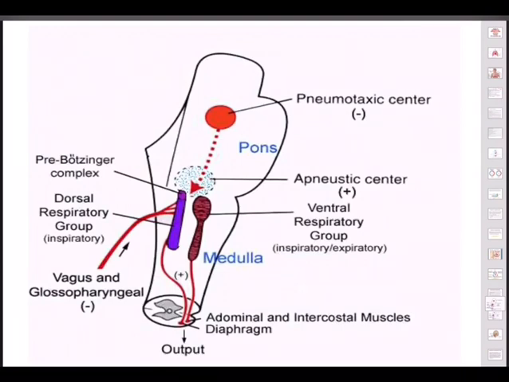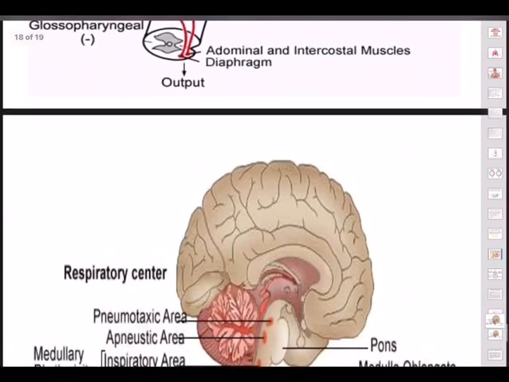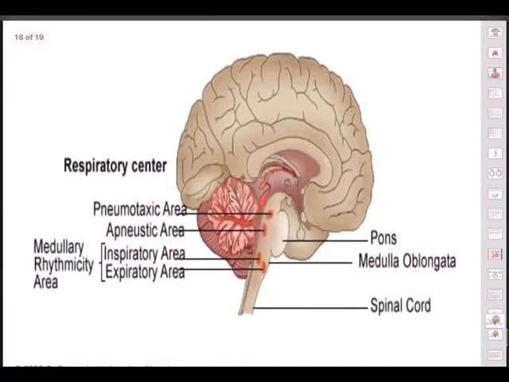So there is a signal from the pneumotaxic center from the pons, and that signal goes to the apneustic center, that is in a positive way. The apneustic center makes the medulla region, that is the ventral respiratory group, get activated, and through the nerves, through the neuron system, the abdominal and intercostal muscles along with the diaphragm will activate, so we are getting the output.